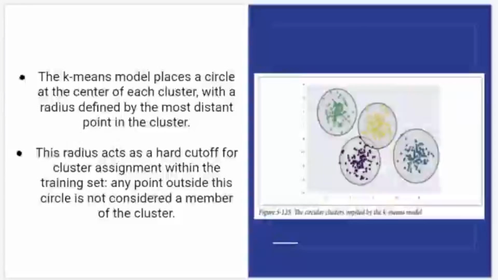Furthermore, the k-means model places a circle at the center of each cluster, with a radius defined by the most distant point in the cluster. So as we take a look at the picture on the right, k-means creates a really firm circle, and there is a very hard cutoff for these circular cluster assignments within the training set. Which means any point outside the circle is not considered a member of the cluster.